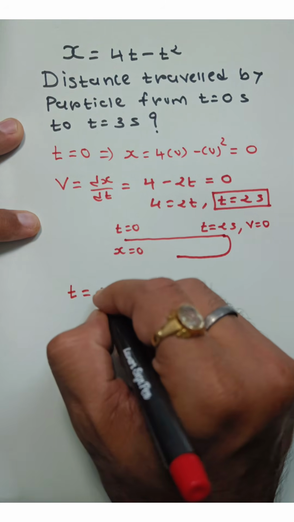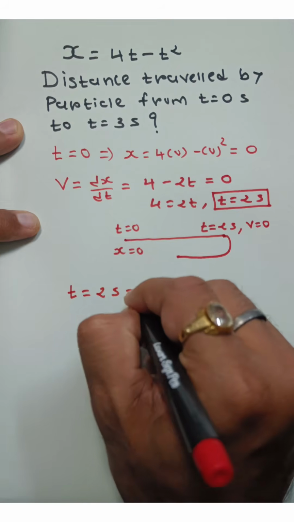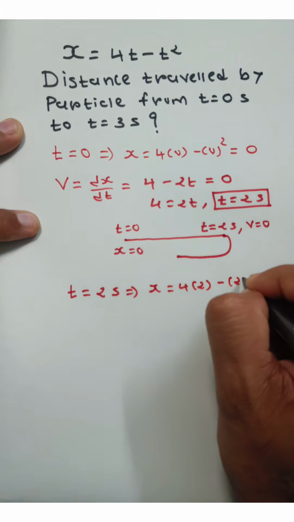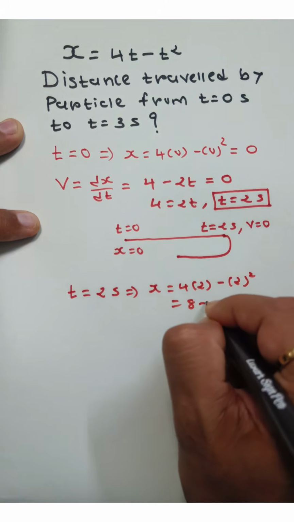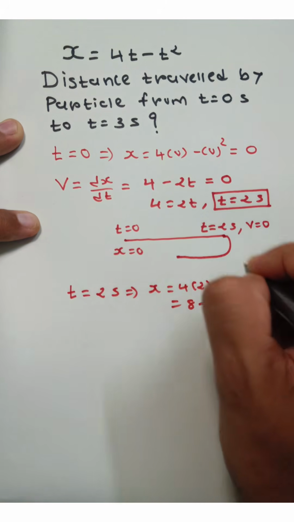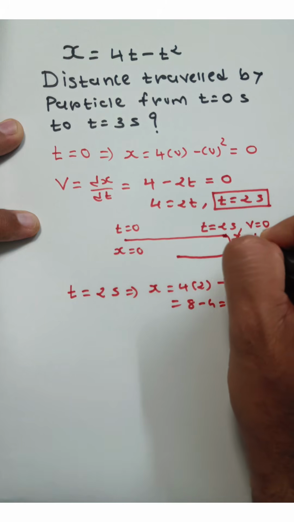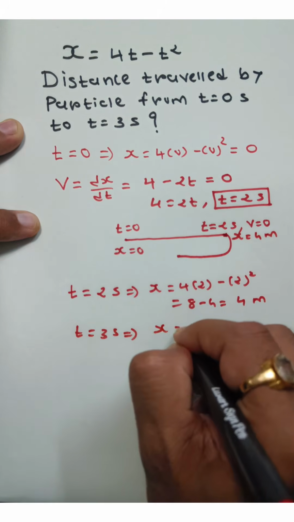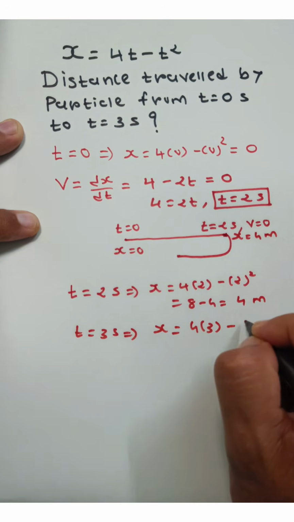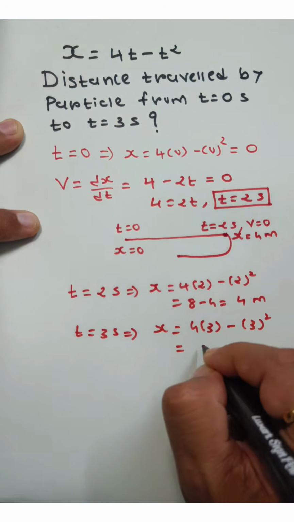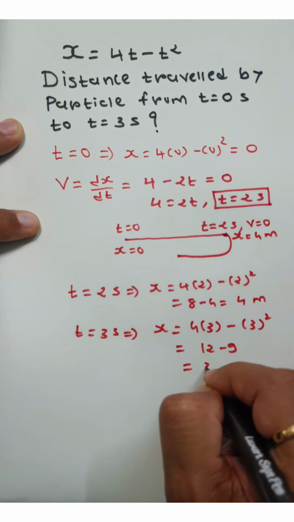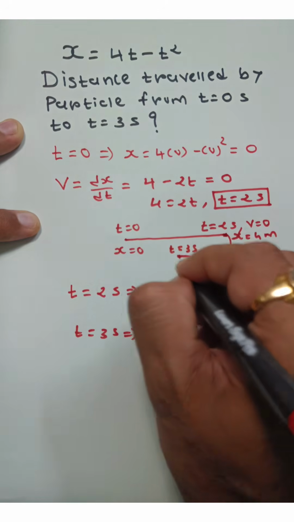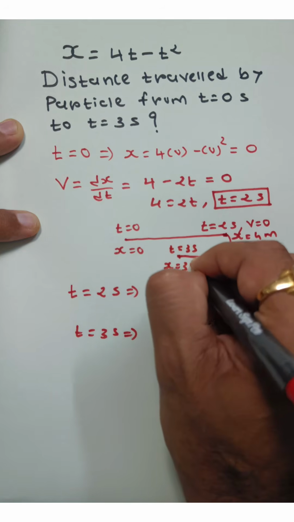So when t = 2 second, x = 4 × 2 - 2². So 8 - 4 = 4 meter. So here x = 4 meter. But when t = 3 second, then x = 4 × 3 - 3². So 12 - 9, it means 3 meter. So when time t = 3 second, x = 3 meter.